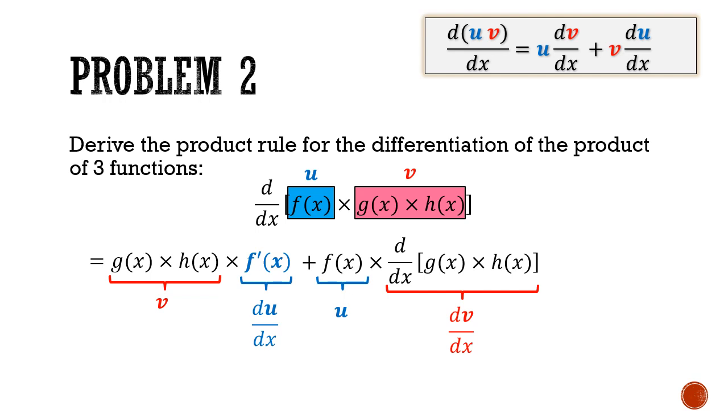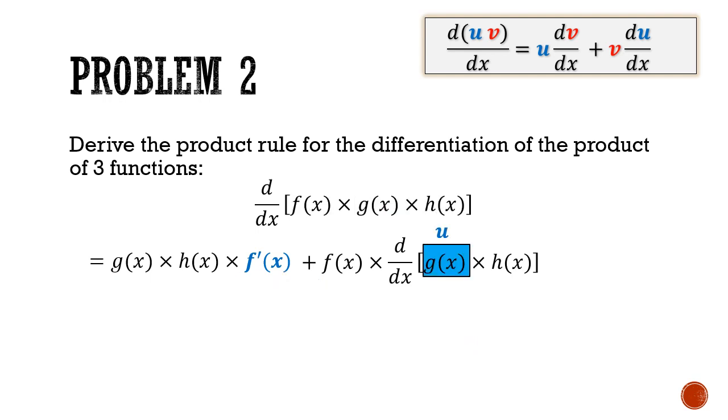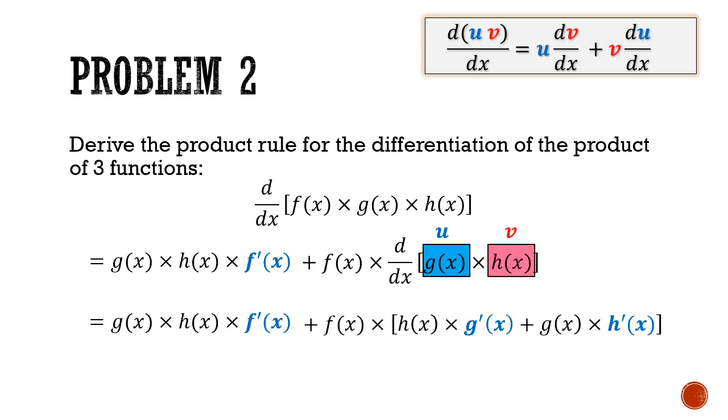So that would imply using the product rule again. So g is our first function and h is our second function. So when we differentiate that, we will get v times du/dx, which is g'(x), plus u times dv/dx, which is h'(x).